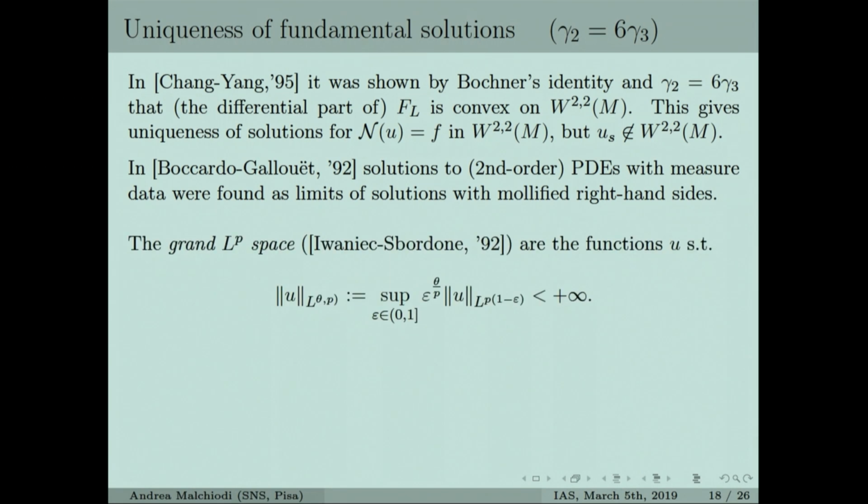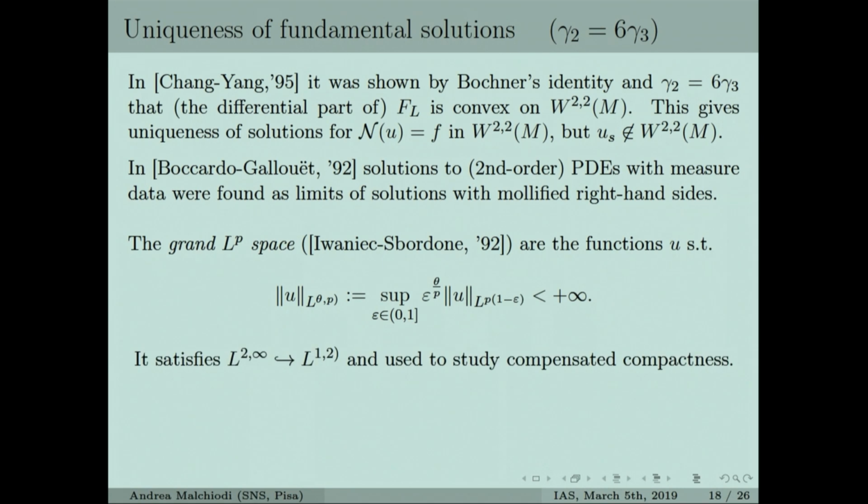I also need to introduce some functional space, which was introduced by Iwaniec and Sbordone to study, in fact, some Jacobian determinants. It's something which is close to L^p, but a little weaker. So you consider norms that are a little weaker than L^p, and you look at how they diverge when you send epsilon to 0. So you put some positive power of epsilon in front of it, and you require this to be uniformly bounded in epsilon. This is called the grand L^p space. And I'll be interested in Hessians that are in L^{1,2}, and that's actually a space which is a little bigger than the Marcinkiewicz space.